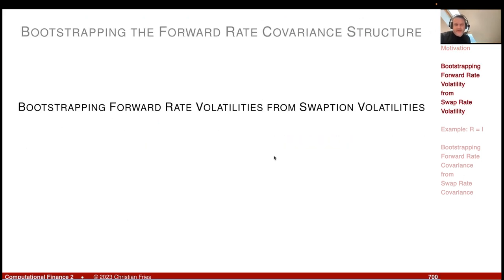So let's have a look. First thing is that I like to infer the forward rate volatilities from the swap rate volatilities, so leaving the correlation aside, under the assumption that the correlation matrix is given.